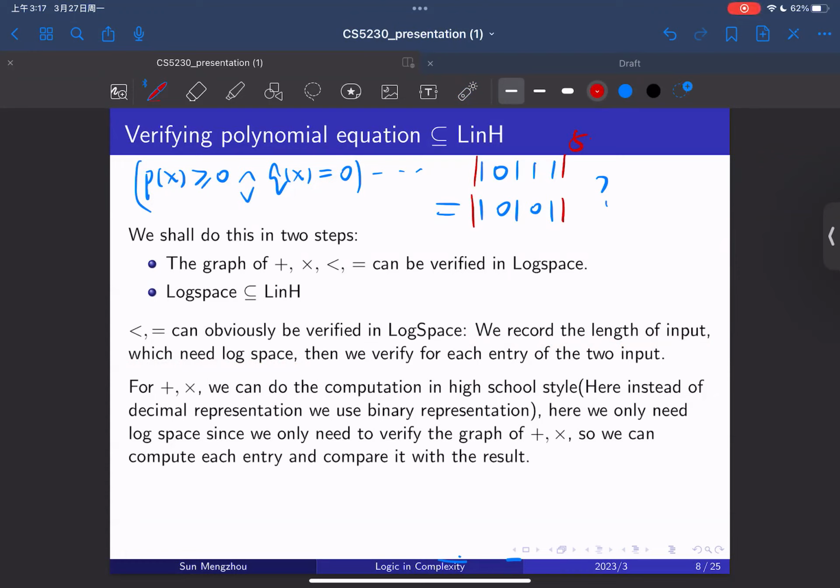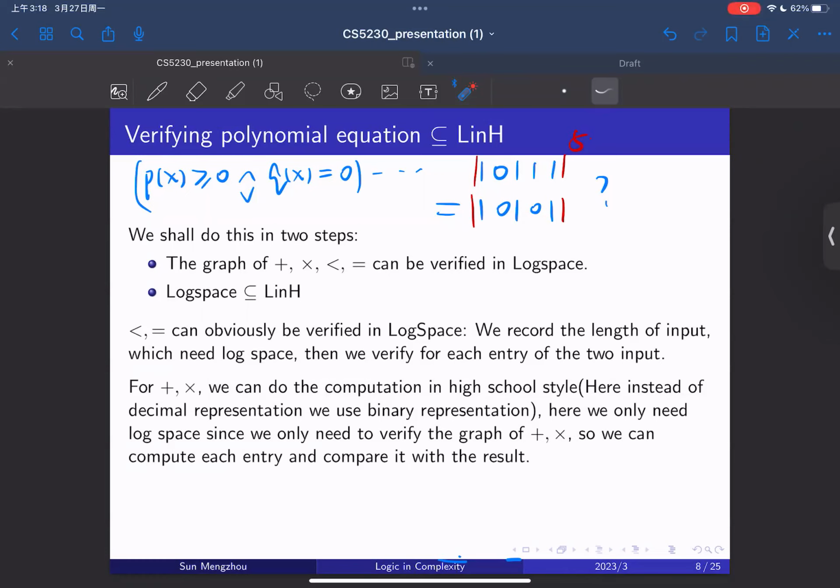So what would we do next? We compute for each entry less than 5 here. So we check whether the two entries are the same. Here's 1, here's 1, it's okay. Here's 0, here's 0. But here's 1, here's 0. Then we conclude that these two strings are not the same. So this computation will need only log space.